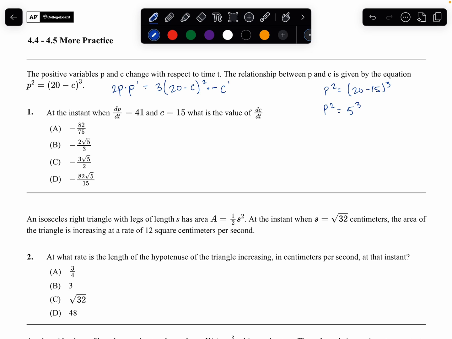Oh my gosh, why? And then p is going to be equal to the square root of 5 to the third. Isn't that like 125? I think. Okay, sure, I guess. I don't like where this is going. But we can plug this in. So we have 2 times the square root of 125. 125 doesn't have a square root, does it? There's no way. Yeah, it doesn't, no.